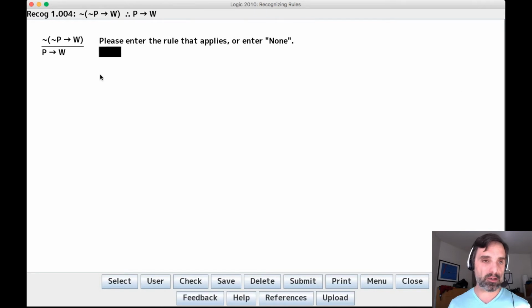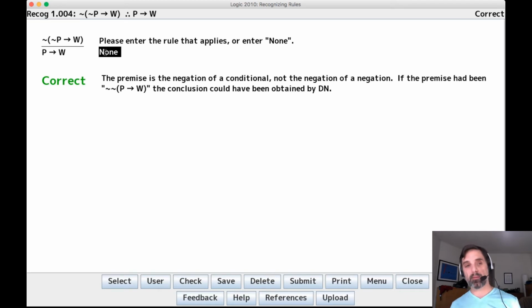Okay, let's consider this. We have not if not p then w, and we have if p then w. So it's certainly not modus ponens or modus tollens, but it might be a double negation. In particular, it might be a double negation elimination. So is it? Well, let's find out. No, it's not. Why not? Because one of these negations is on the antecedent. Inside the antecedent, it's just the negation of p. And the other is the negation of the whole conditional.